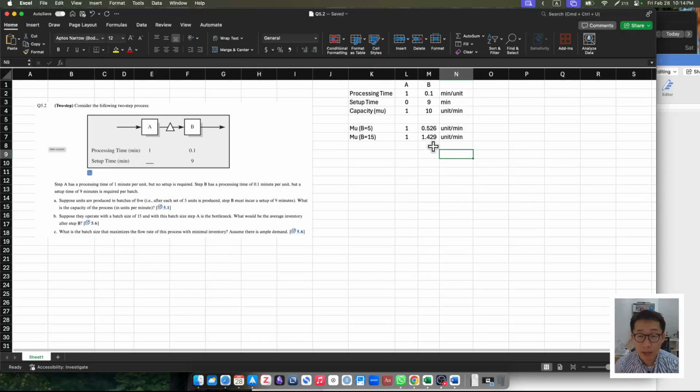As you can see, the capacity at B is a lot faster now with the much bigger batch size. I think this reminds us of one intuition we learned from our class: the larger the batch size, the faster the capacity. But that is not the question in the second part. What would be the average inventory after B? Basically, this is asking how much inventory is going to accumulate after B. So how would you interpret this question?